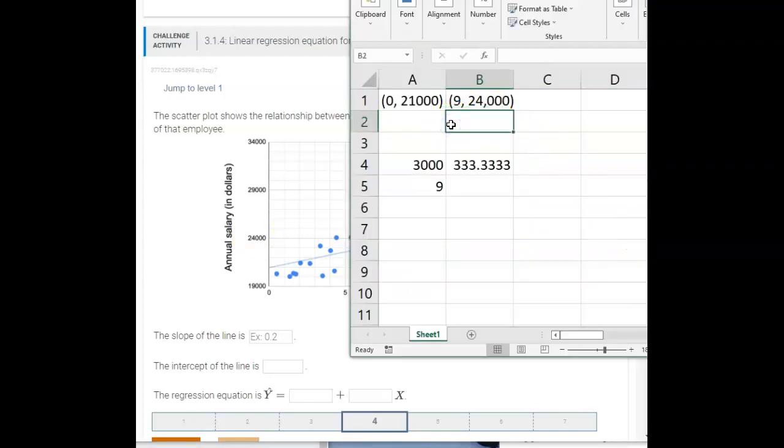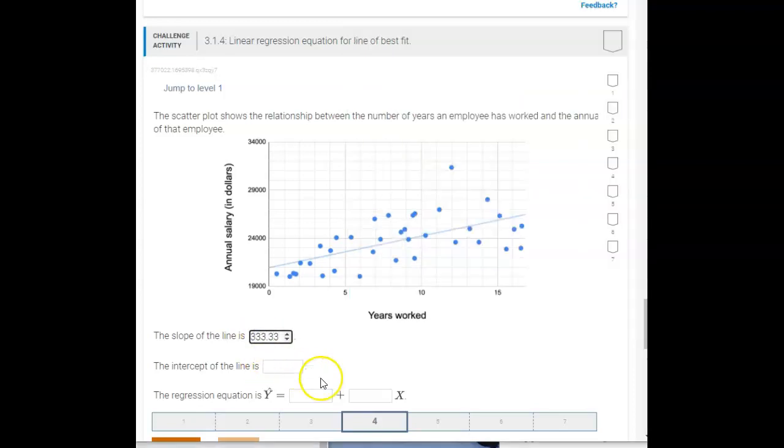Anytime you have 2 points on a line, you can find the slope of the line by subtracting the y's on top. So 24,000 minus 21,000, and then subtract the x's on bottom. 9 minus 0 gives you 9. And then I'm going to convert that to a decimal, reduce that slope, 3,000 over 9. If you actually do 3,000 divided by 9, you get it as a decimal, 333.33. So that is the slope. If you think back to writing that equation, the slope is multiplied by x. Our intercept is then the number by itself. And that's how you get the equation of the regression line.